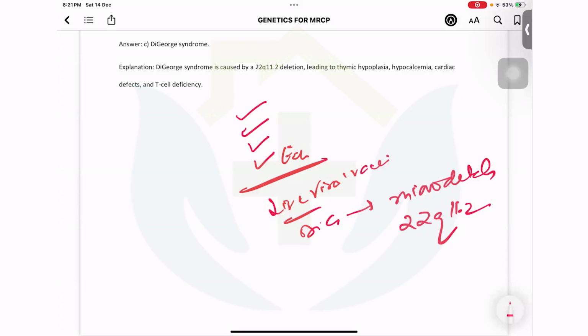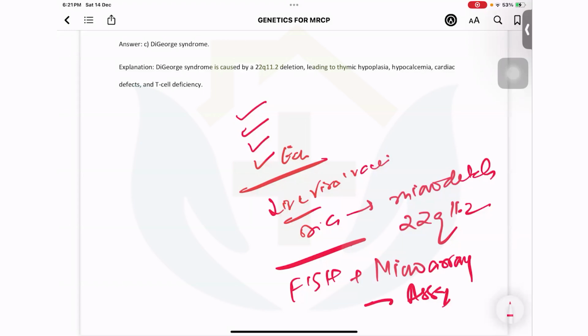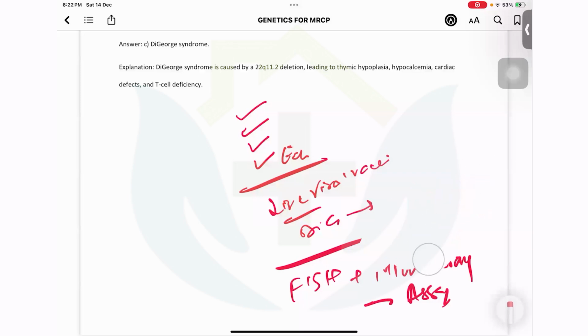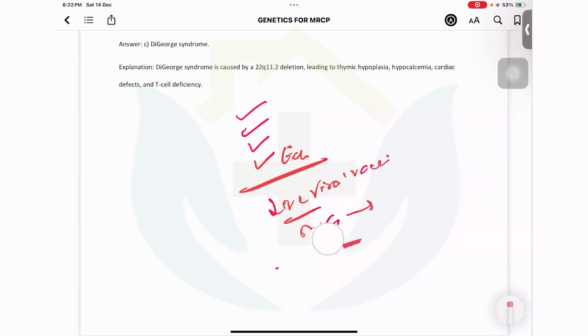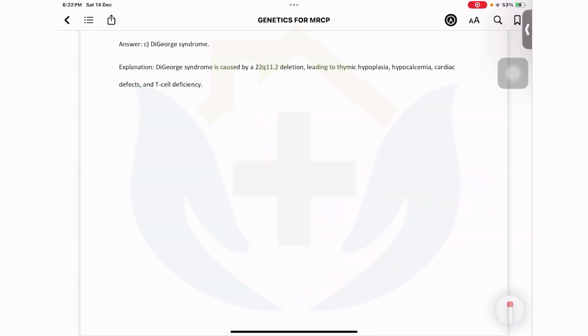Is that okay? And how do you investigate? FISH plus microarray assay. How do you treat? Give them vitamin D supplementation, give them calcium. Nowadays we have recombinant parathyroid hormone also available in the market. You can give that to them, but that will only help them not have seizures and tetany. Otherwise, whatever mental deficiency they have cannot be recovered.